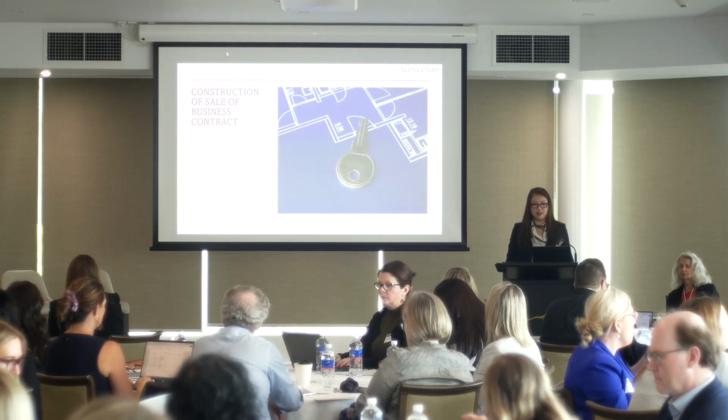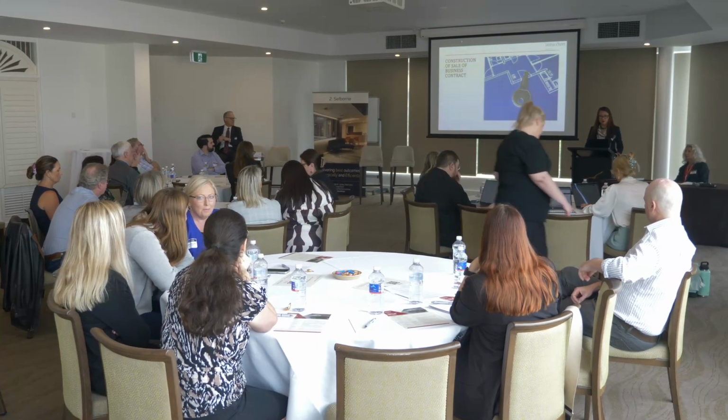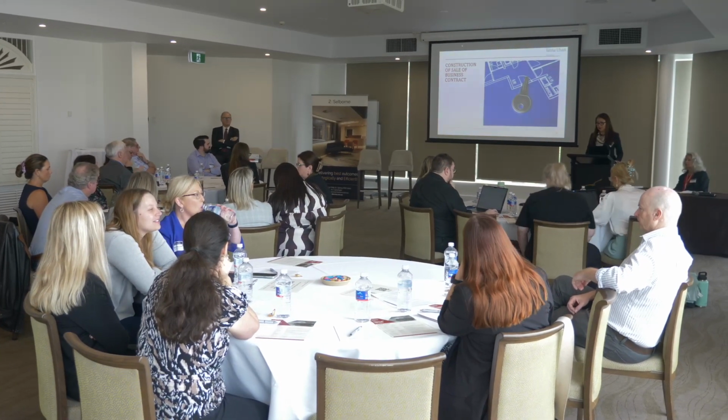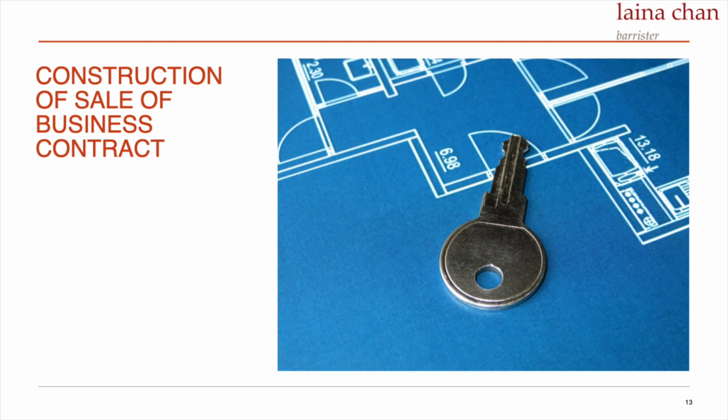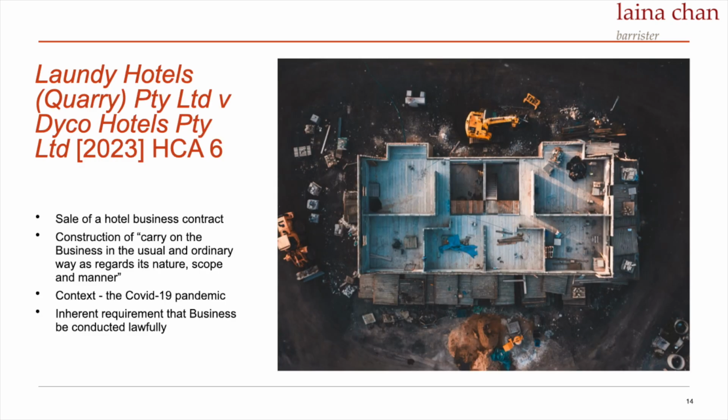Now, this next case is a High Court case. It's very interesting. It was a sale of a pub during COVID. It was sold, I think exchange was before COVID, and then it was a term of the contract that the business had to be carried on in the usual and ordinary way as regards its nature, scope, and manner. And obviously during COVID there was lockdown and the business could not continue to trade as normal. And when it came to the completion of the contract, the purchaser complained that the vendor had been in breach of this term of the contract.